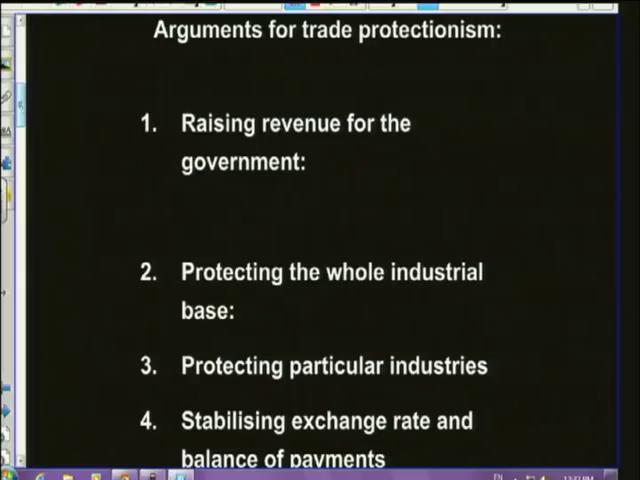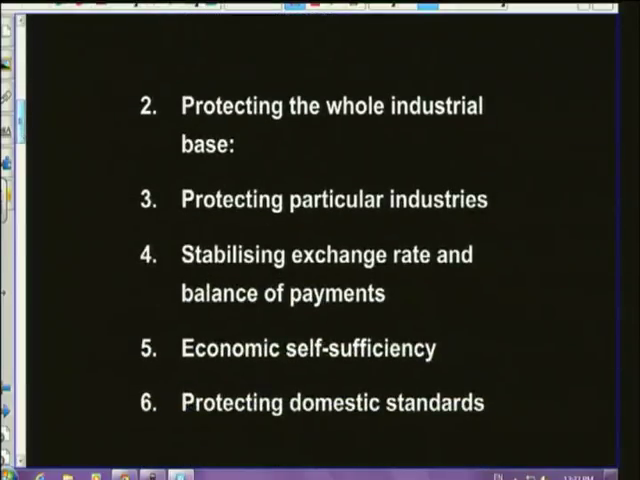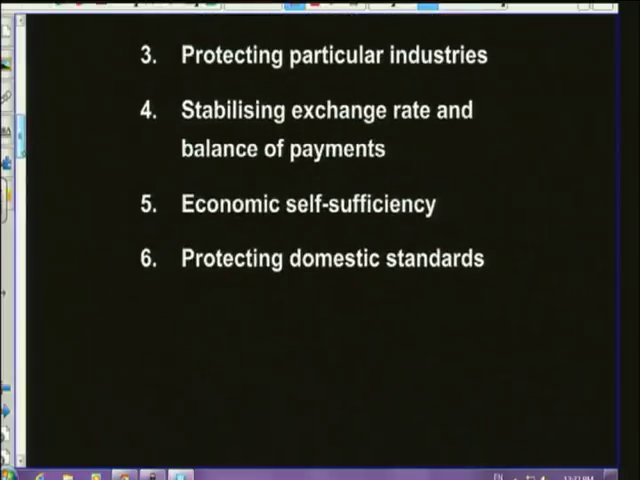A few more arguments for trade protectionism would be, as I said already, raising the revenue for the government and protecting the whole industrial base. In other words, you protect the industries. When you protect the industries, you protect job opportunities. And some industries find it very difficult to compete with overseas companies, because very often overseas companies will come and dump their products where they have surpluses in your country and sell them at such low prices that the local industries cannot compete and they actually go out of business.